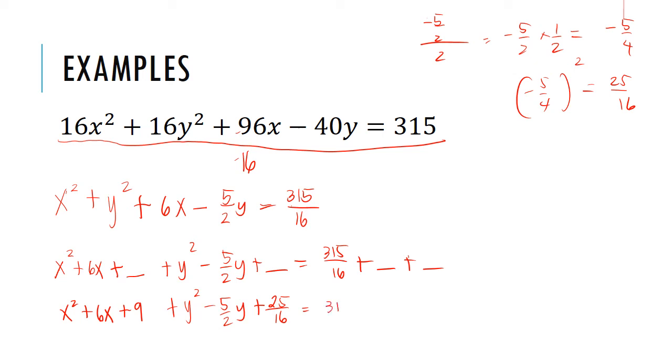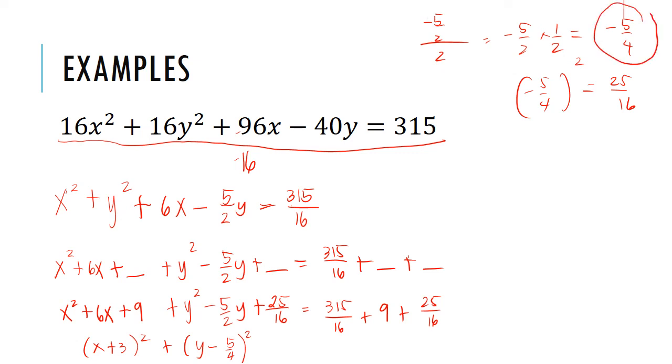Then, again, kung anong in-add mo dito sa kabila, plus 9 plus 25 all over 16. So, pwede nating ma-factor x plus 3 squared times y. Ano po ito? Minus 5 all over 4 squared. Kung nahihirapan kayo na kung ano man yung ilalagay nyo dito, yung una nyong dinivide ng 2 bago kayo nag-square, yun actually yung nandito. Y minus 5 over 4 squared.